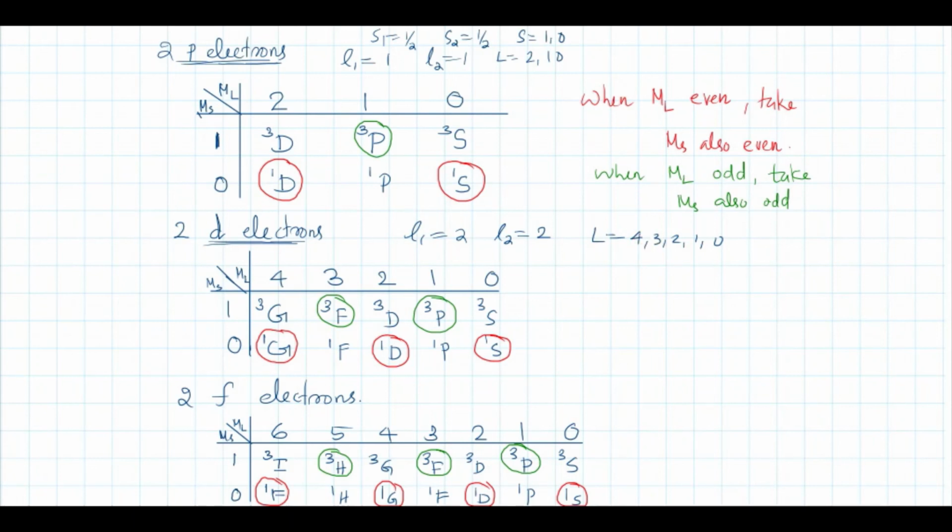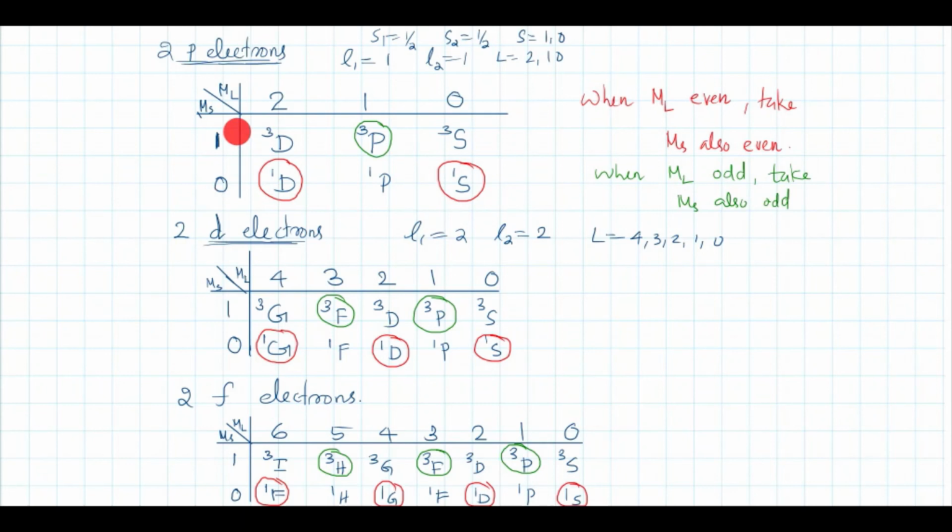The total L value can be 4, 3, 2, 1, 0. You have to write it here: 4, 3, 2, 1, 0. And for 2f electrons, f means L equal to 3. 3 plus 3 is 6, 3 minus 3 is 0, so 6, 5, 4, 3, 2, 1, 0. This is the way in which you can write the horizontal position.